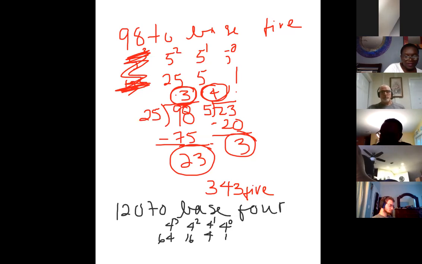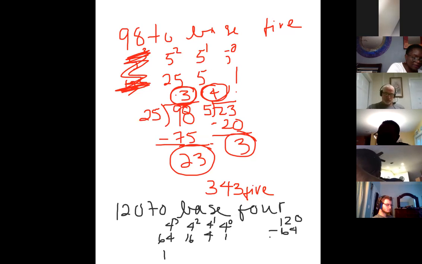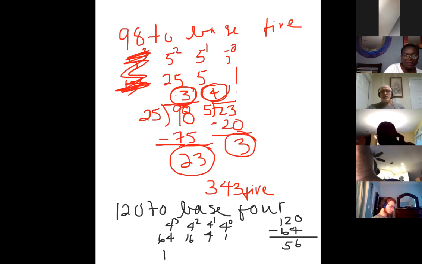Okay. So to create the number 120, you're just going to need a 64. So if you got 120, you subtract 64 from it. That's going to leave you with 56. Okay, so we need a 64. And guys, you can do the long division.